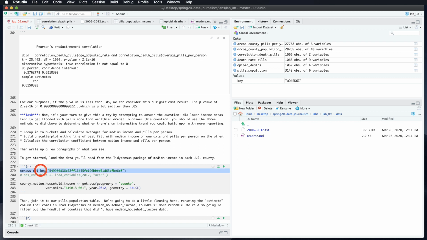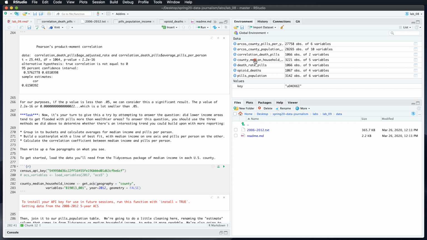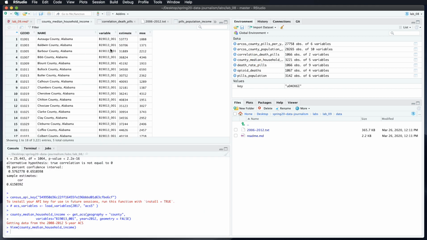So again, remember we need to store our census API key. And then we're going to create a table called county median household income. We're going to use the getACS function to pull down median income values for each county. That's what this variable here is. All right. So there's county median household income. We get this table with the GeoID, the unique identifier for the county, the name of the county, the variable, in this case median income. We get the estimate, which is the estimated median household income value for each county, and the margin of error.